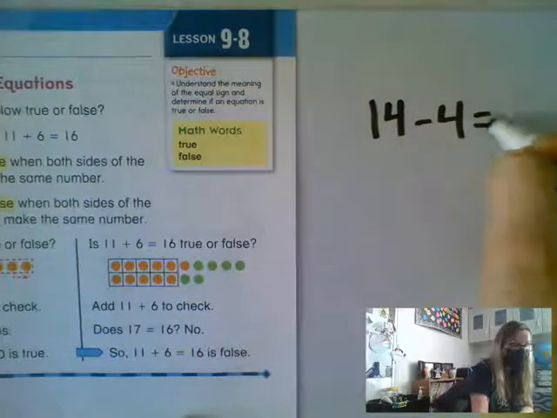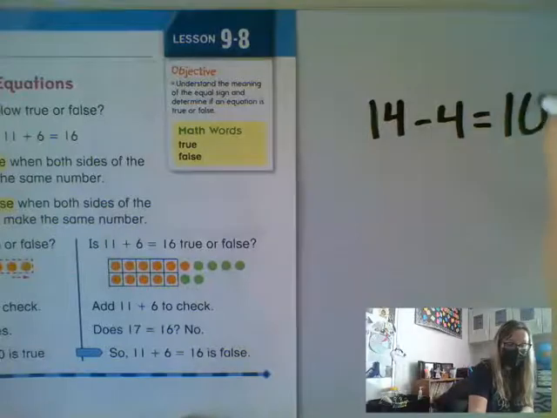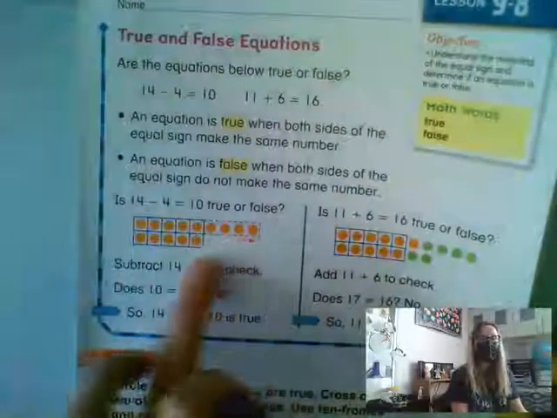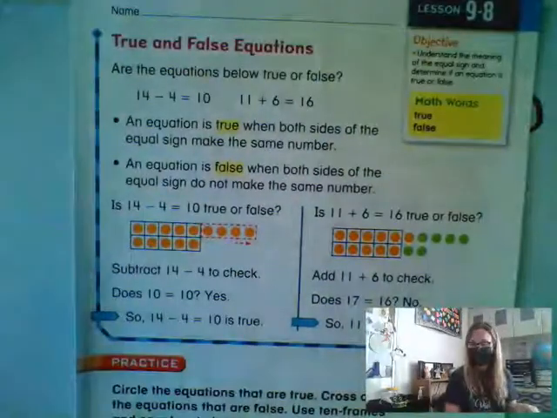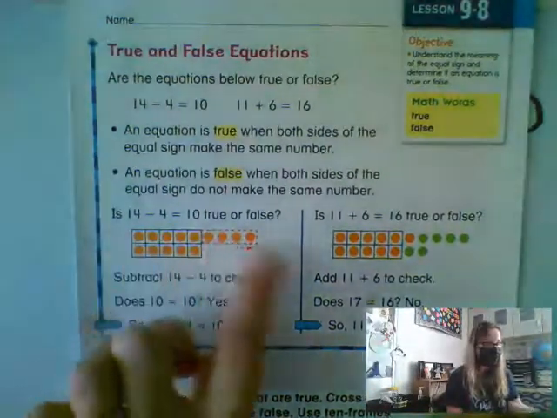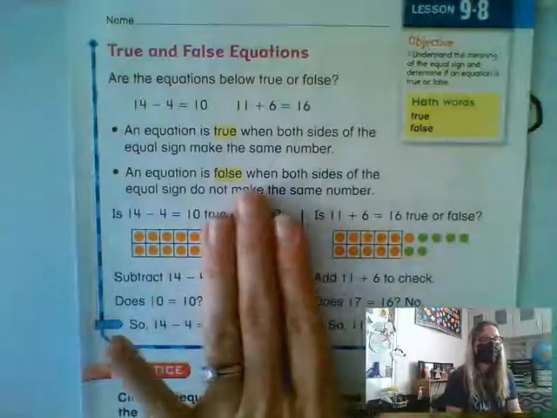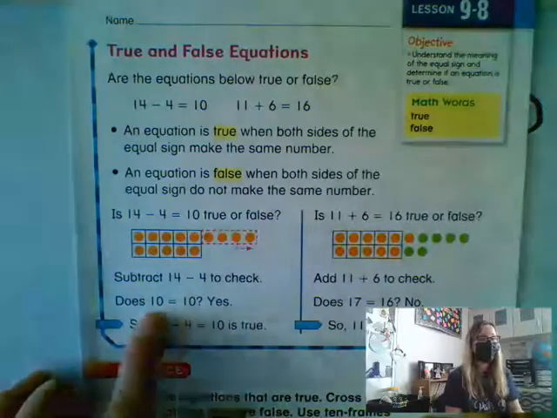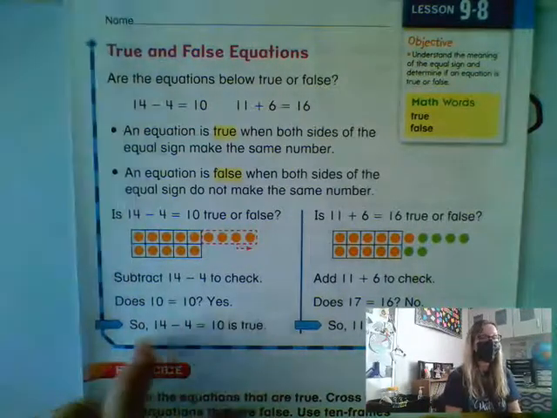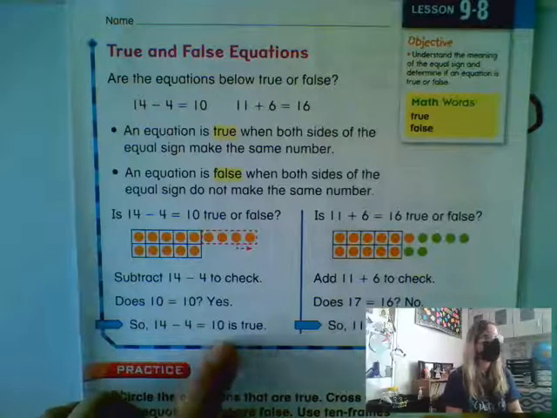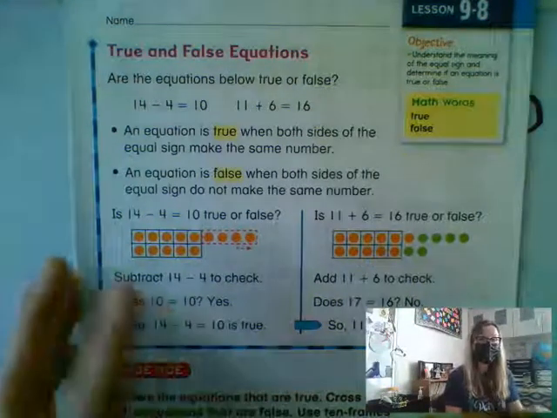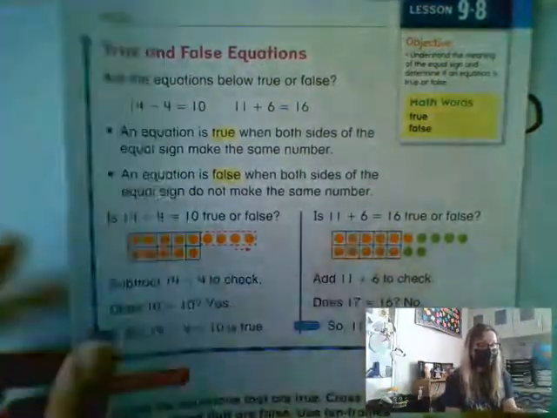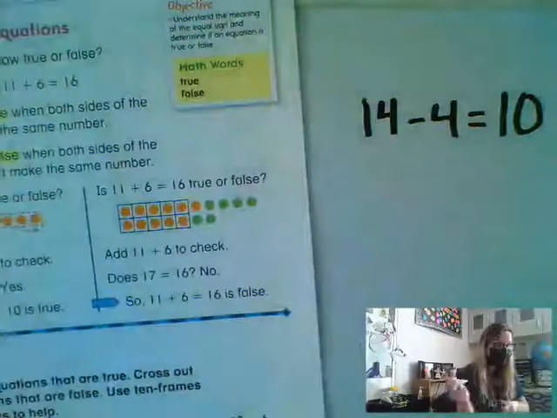So let's take a look at 14 minus 4 equals 10, and let's decide if that is true or false. Okay, so on this page, what they did was they drew out 14 circles. So they had a 10 plus 4 ones, and then they took away 4, and that left them with 10. So does 10 equal 10? Yes. So is 14 minus 4 equals 10 true? Yes.